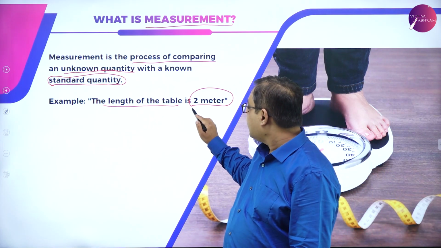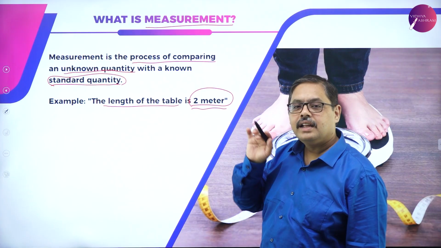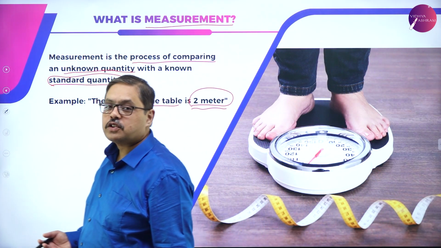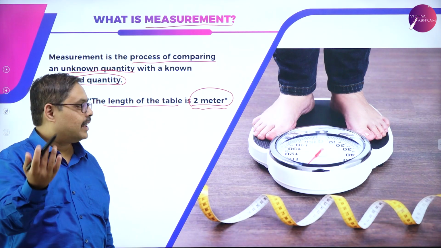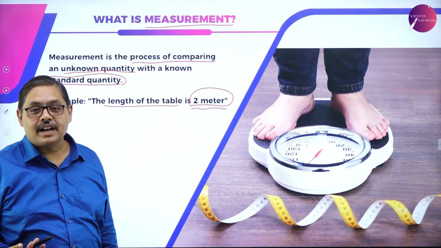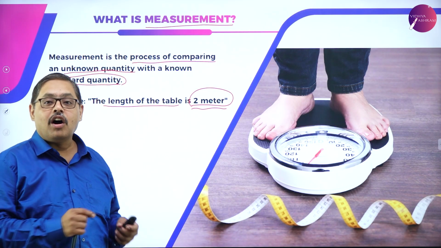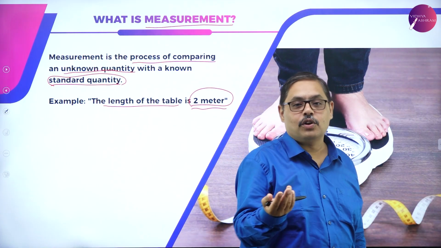By that, I'll get the answer saying that the length of the table is probably about 2 meters. Okay, so measurement is the process of comparing an unknown quantity to a standard quantity. What can I measure? I can measure the length of a table or any object, or I can measure the distance between two objects. I can measure the mass or the weight.